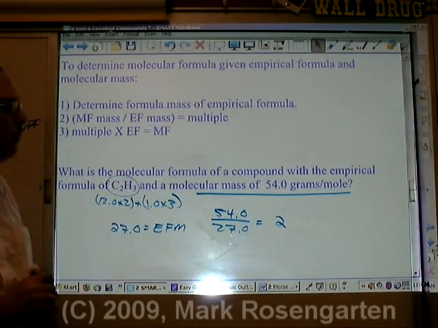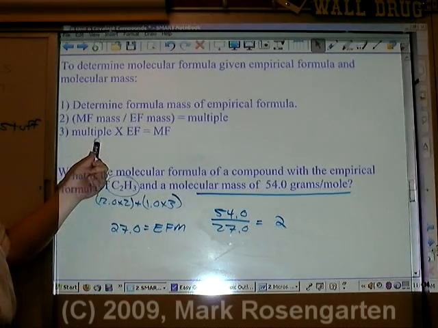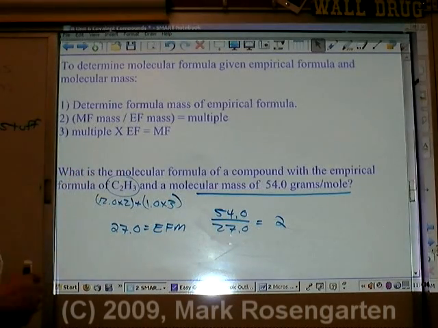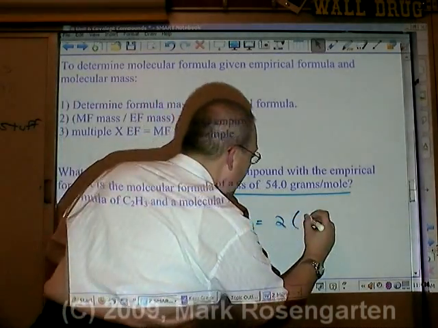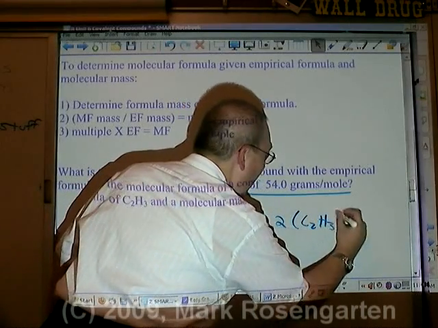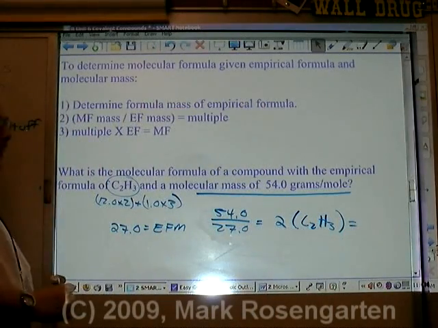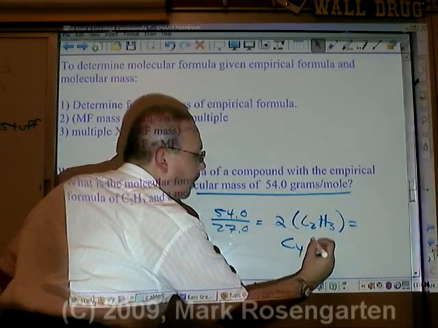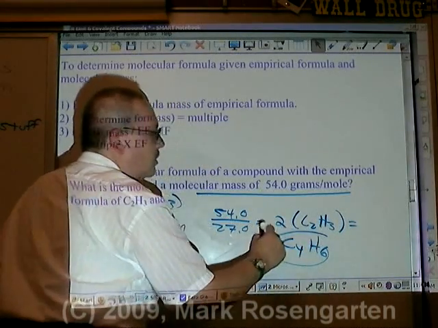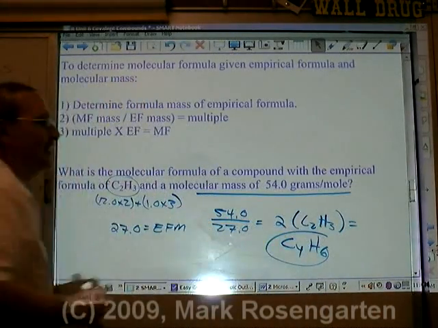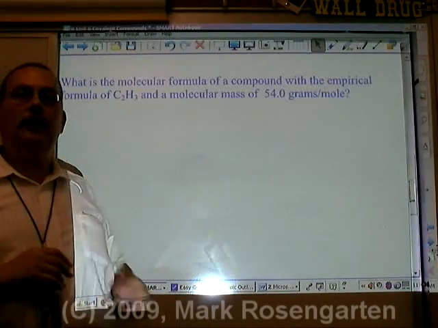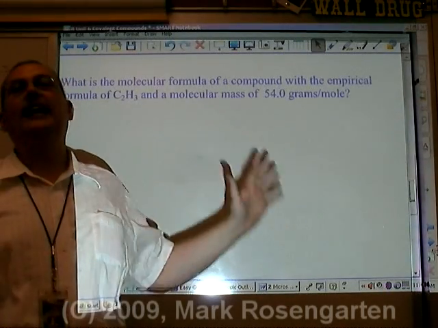as the empirical formula. So step 3, take the multiple times the empirical formula, 2 times C2H3, and that will give you your molecular formula, C4H6. 2 times 2 is 4, 2 times 3 is 6. And all molecular formulas get solved exactly the same way.